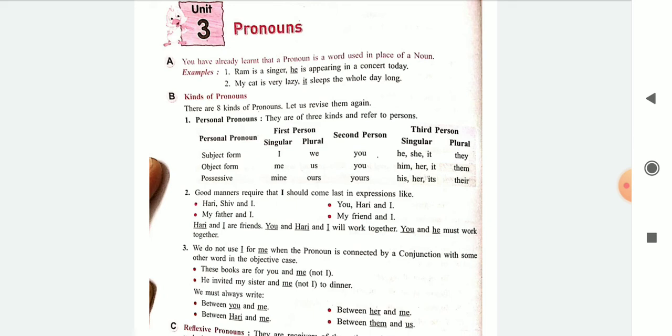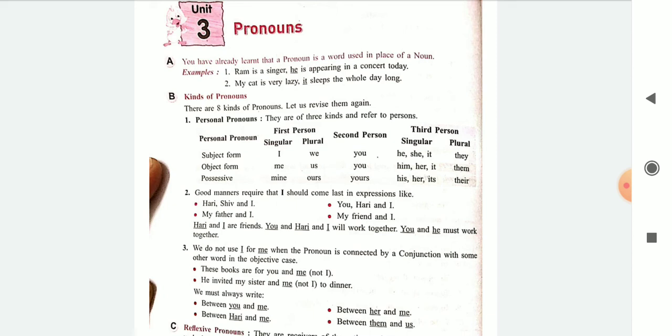So, once again, what is a pronoun? Words which are used in place of a noun are termed as pronouns. Now we have kinds of pronouns. In the various kinds of pronouns, first we have the personal pronoun. Now, personal, the name itself suggests, is used for us, ourselves. But the personal is further divided into three parts: first person, second person, and third person.